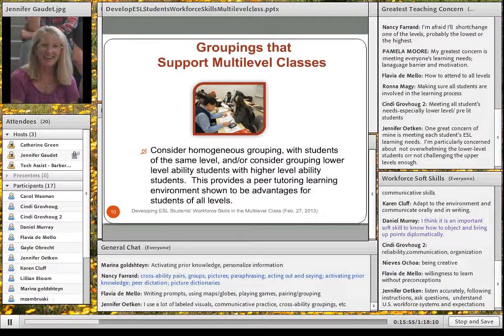Let's move on to groupings that support multi-level classes. And I have here, consider homogeneous groupings with students of the same level, and or consider grouping lower level ability students with higher level ability students. This provides a peer tutoring learning environment shown to be advantageous for students of all levels. I think this is a very powerful tool for teachers, and once you get a good handle on the purpose for your small groups, it can increase student learning significantly, as well as help students to enjoy ESL.